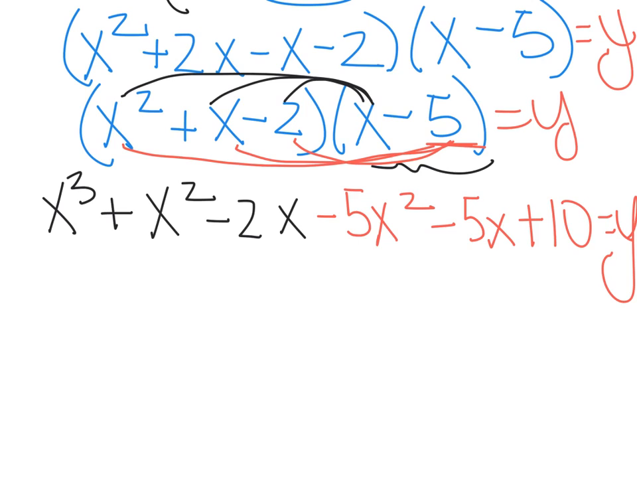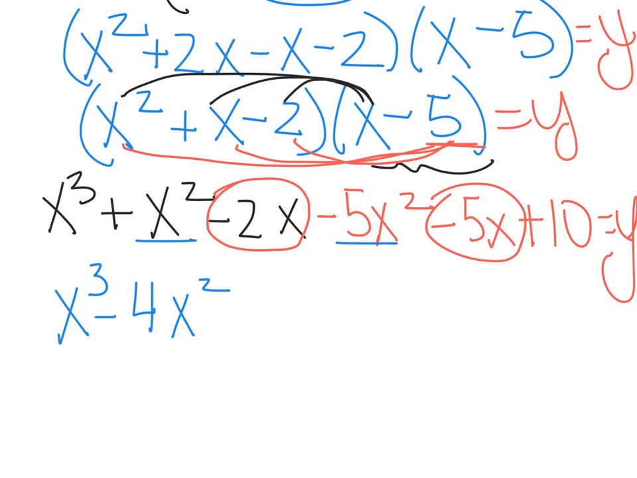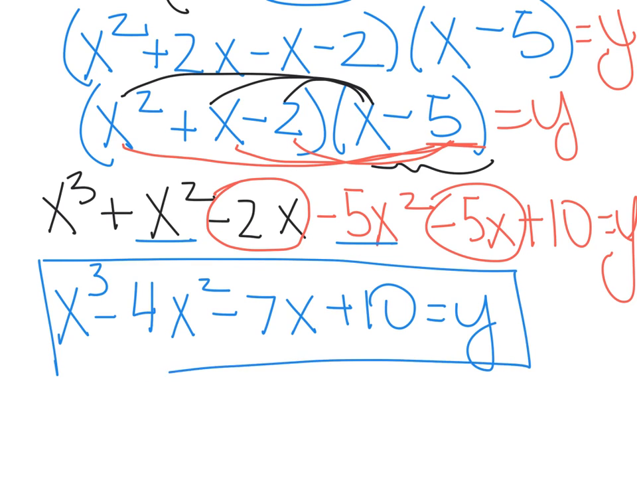Okay, so now let's combine like terms. So I can see there's an x squared and a minus 5x squared. So there's nothing to combine the x cubed with. So it becomes x cubed minus 4x squared. And then I also see that there is a minus 2x and a minus 5x. So that tells me this is going to become negative 7x. And then the plus 10 at the end equals y. And there is my equation. And we were able to find that, remember, by just being given the 3 roots of this equation.